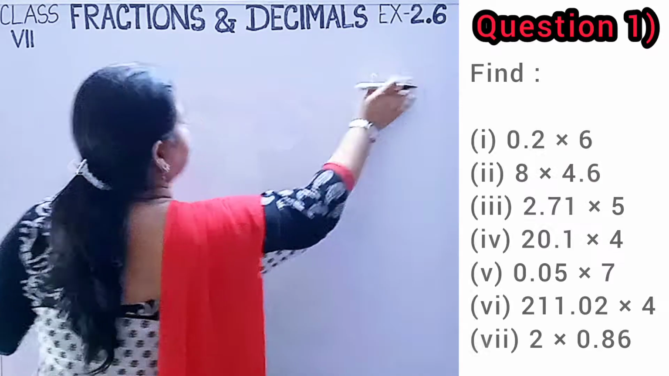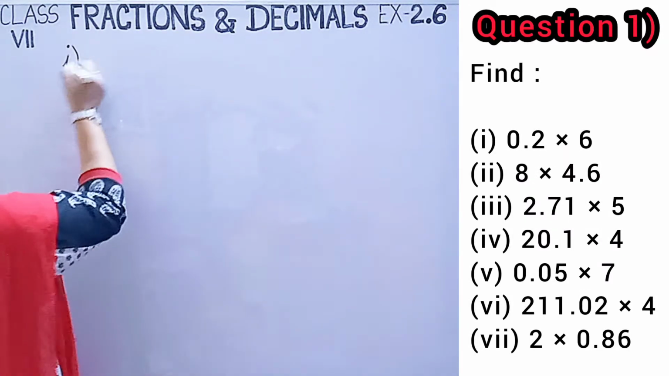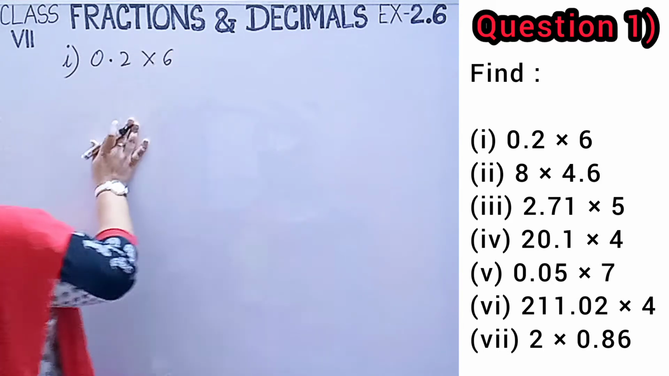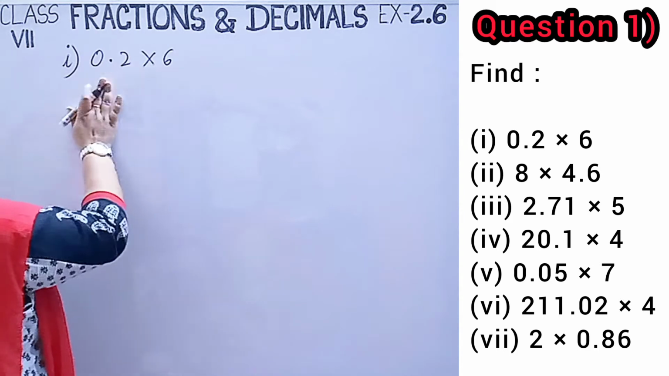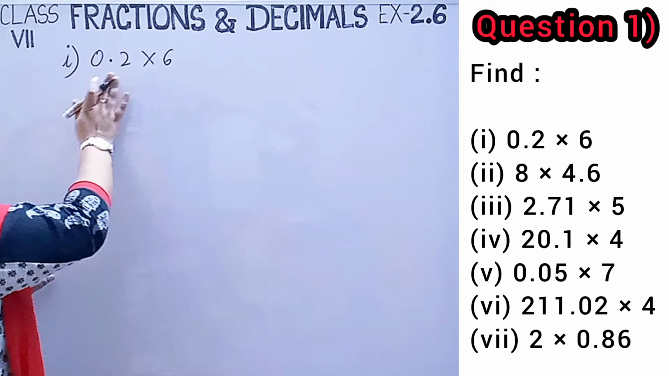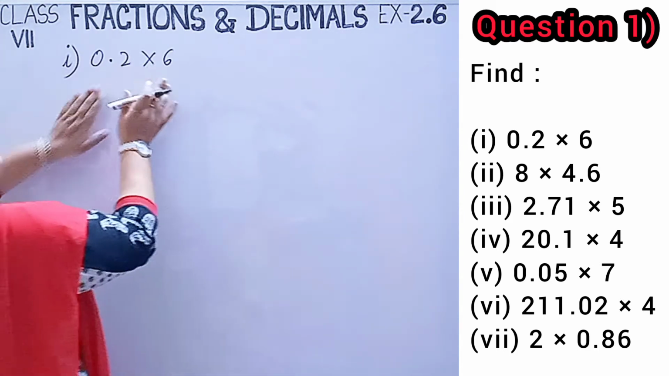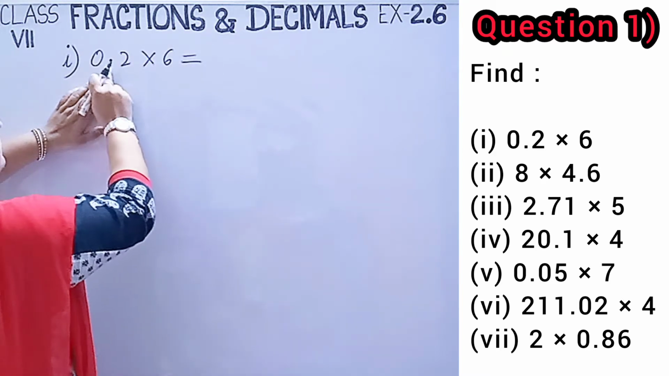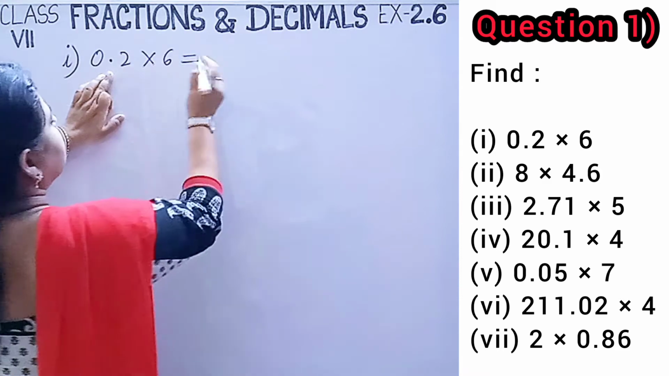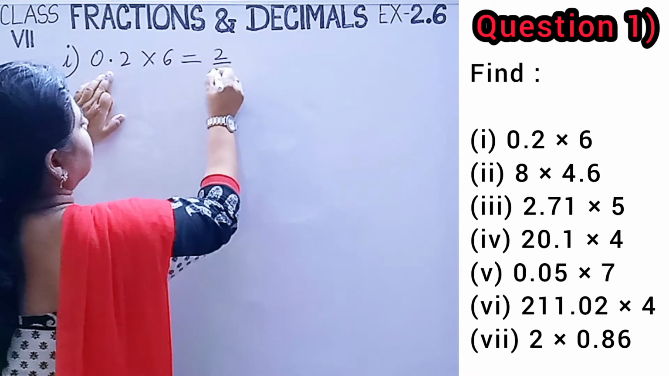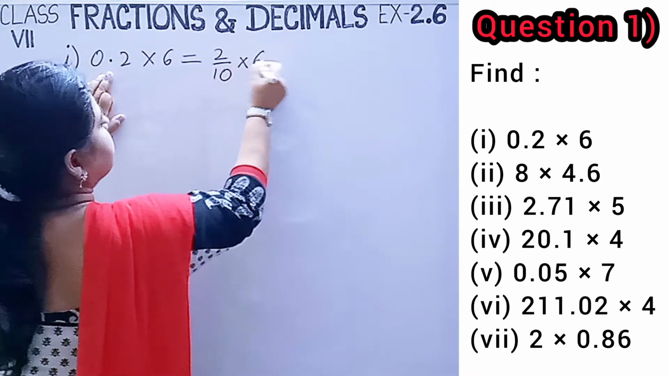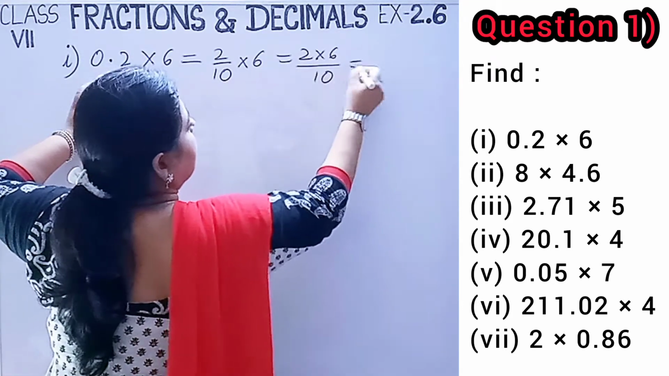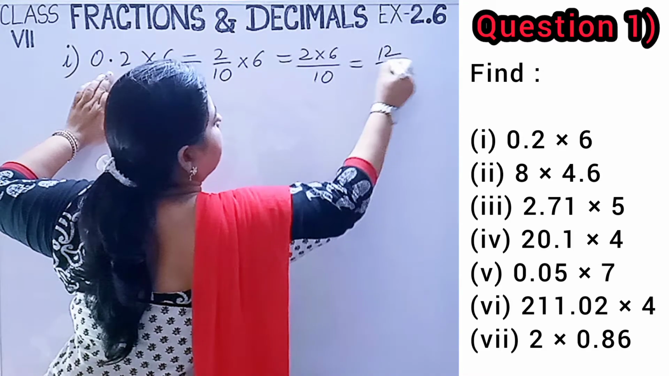Question number 1, find. Part 1, 0.2 into 6. So here we have to multiply these two numbers. So there are two methods. First one, here we can remove this decimal point from this number. So it will become 2 upon 10 into 6. So here 2 into 6 upon 10. Now 2 sixes are 12 upon 10.